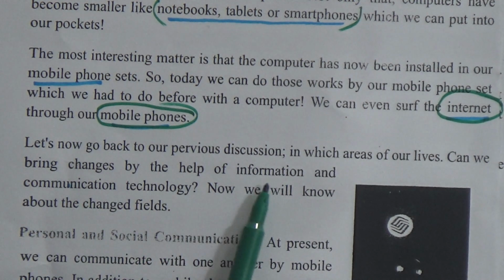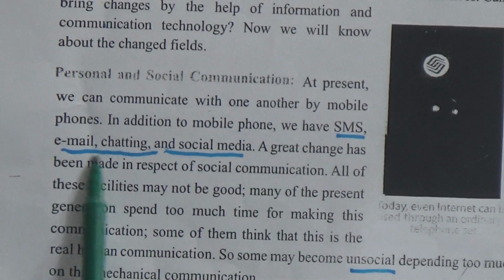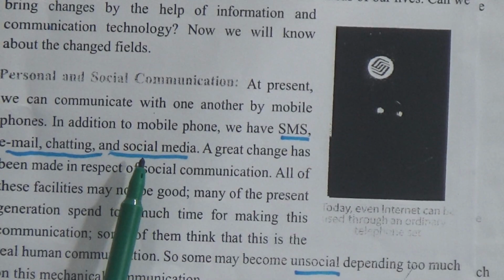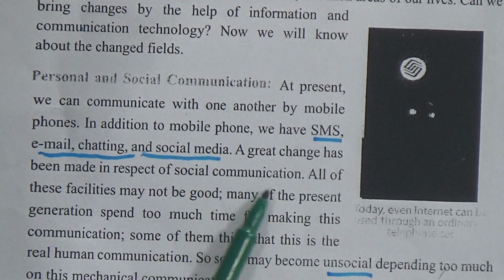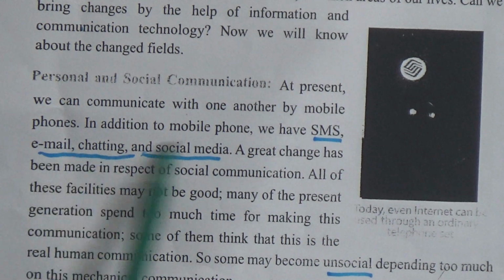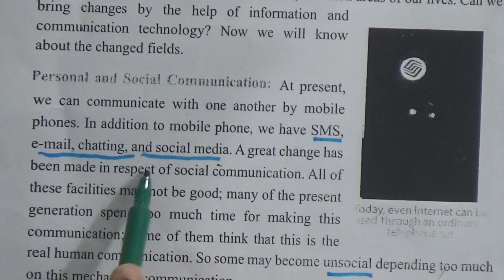Let's now go back to our previous discussion and see in which areas of our lives we can bring changes with the help of information and communication technology. Now we will know about the changed fields, personal and social communication. At present, we can communicate with one another by mobile phones. In addition to mobile phones, we have SMS, email, chatting, and social media, which are very popular nowadays. A great change has been made in respect of social communications.